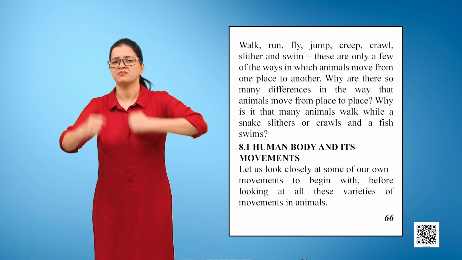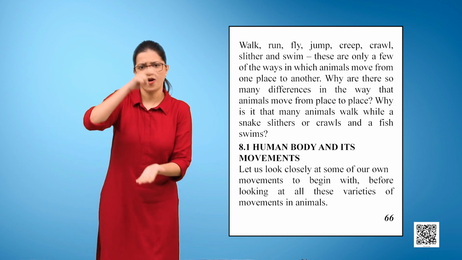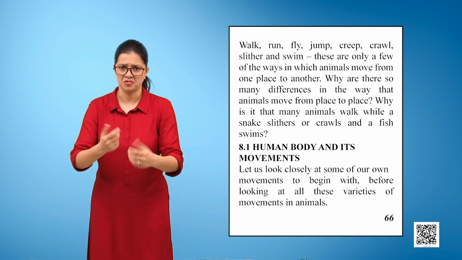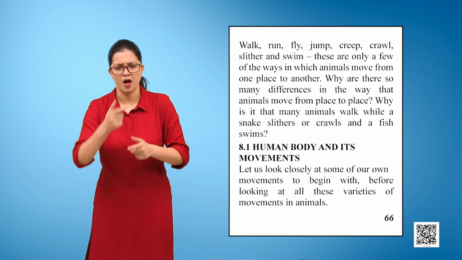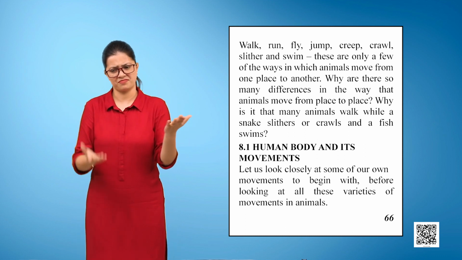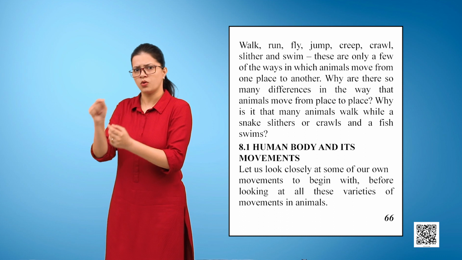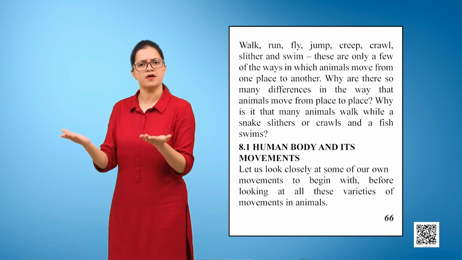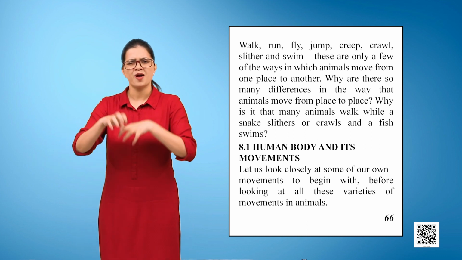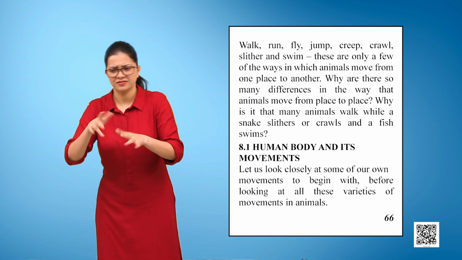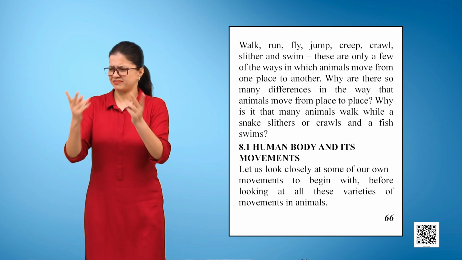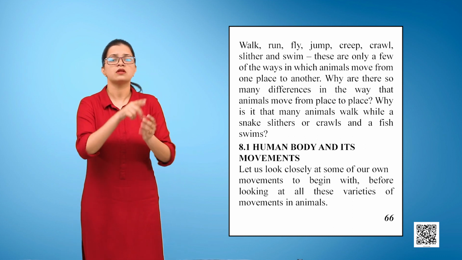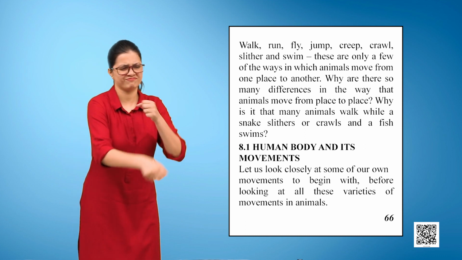Walk, run, fly, jump, creep, crawl, slither, and swim. These are only a few of the ways in which animals move from one place to another. Why are there so many differences in the way that animals move from place to place? Why is it that many animals walk while a snake slithers or crawls and a fish swims?